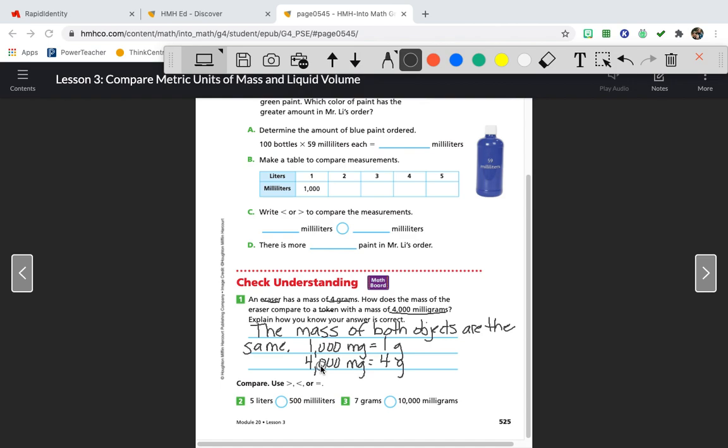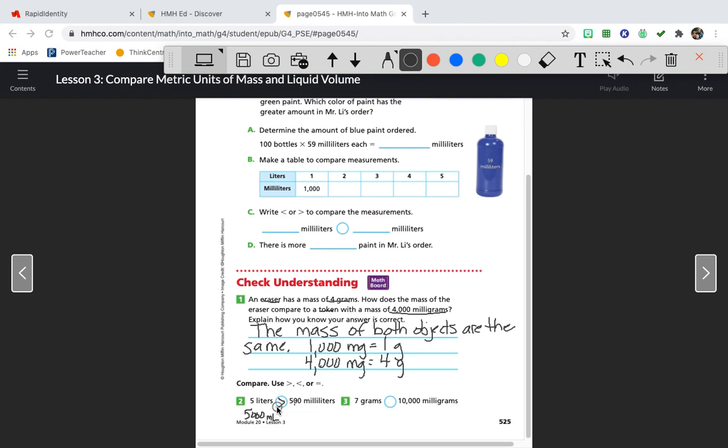All right, now compare using greater than, less than, or equal. So we have to think about this, 5 liters and 500 milliliters. Well, we know that we have to have 1,000 milliliters in 1 liter. So if we have 5 liters, that would be 5,000 milliliters. Here we only have 500. So we know 5 liters is the greater number.